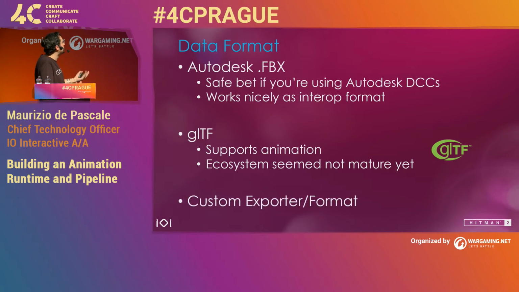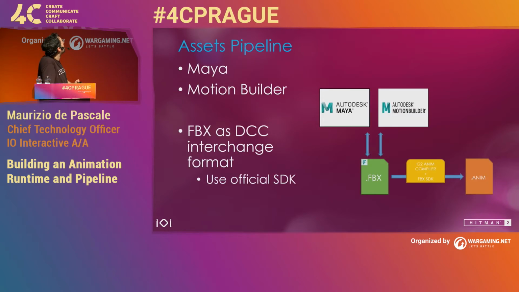And your third option is, of course, rolling your own. But we've been there before, and I can recommend not to, to be honest. This is what we decided to settle on: Maya and MotionBuilder using FBX as an exchange format, and then having our pipeline read the FBX and generate the runtime format that we really want to load in memory.